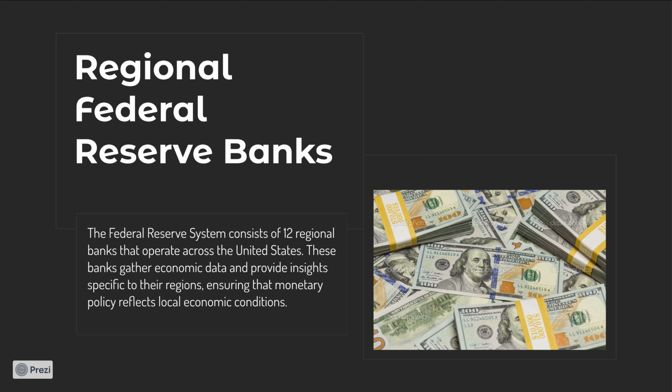Fun fact, while these 12 banks are scattered across the country, Missouri is the only state to have two of them. Every other area has one.